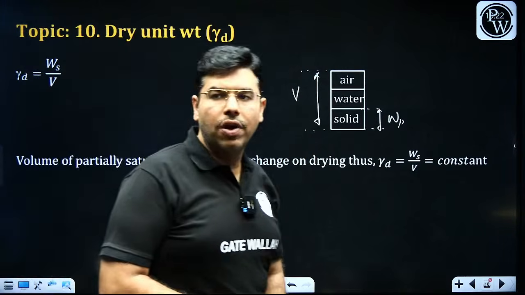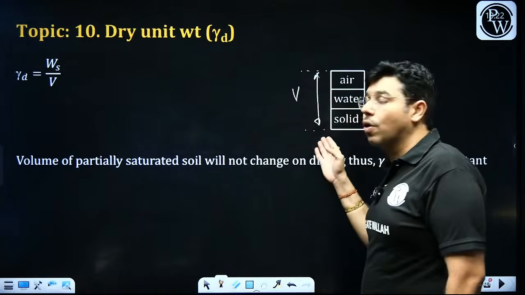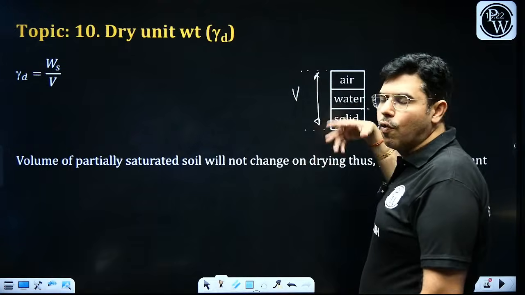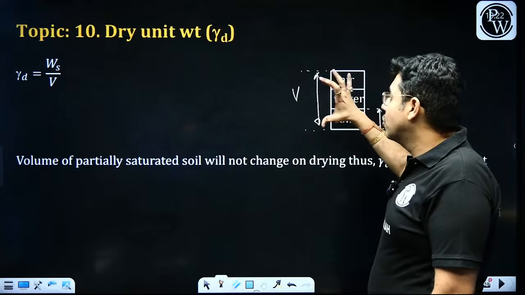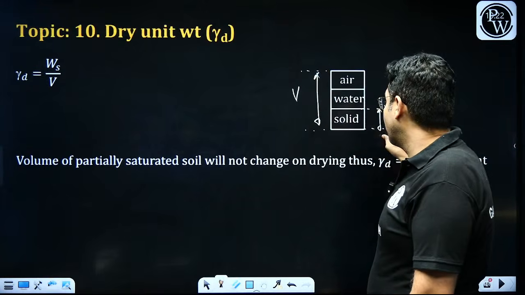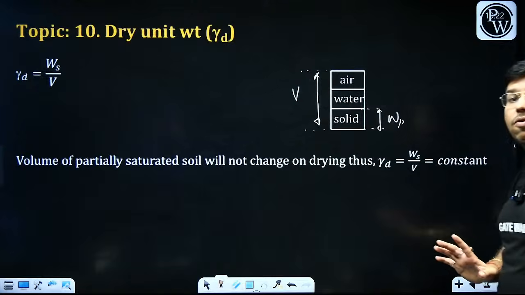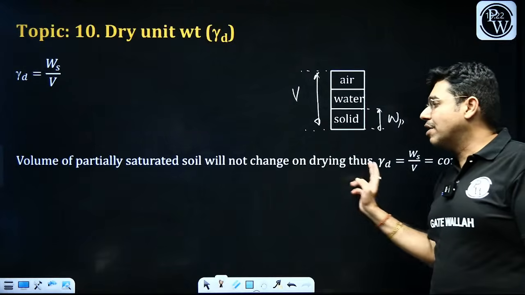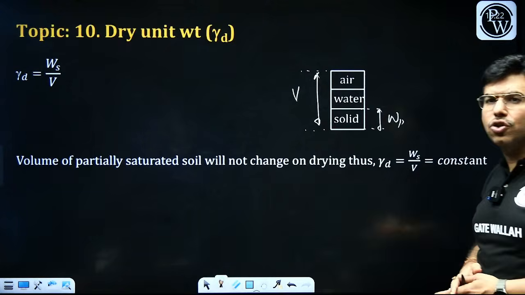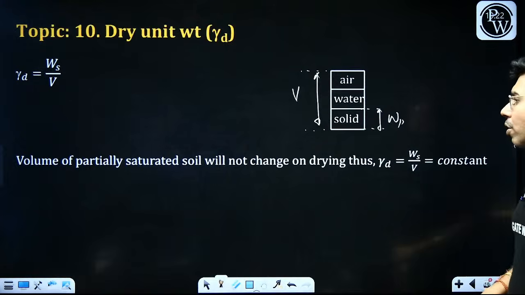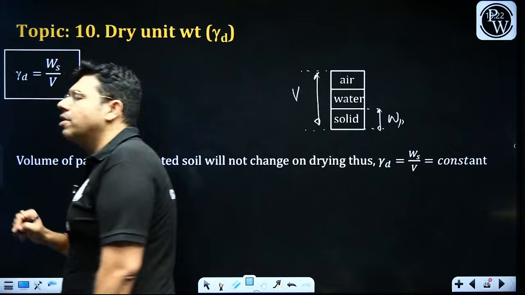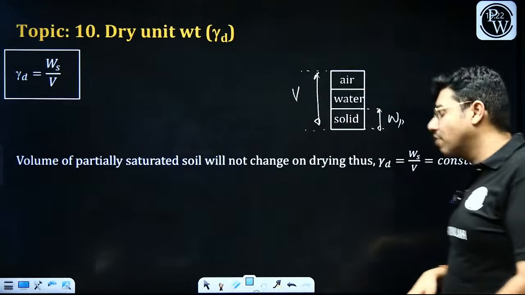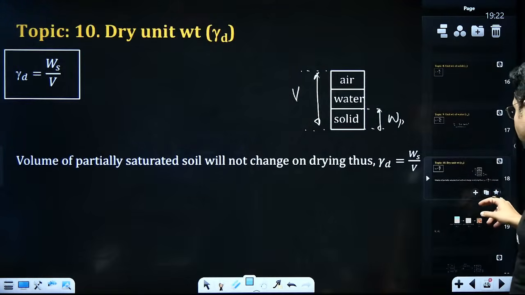Okay. So when you dry a partially saturated soil, what will happen? Only the water from the voids will keep on evaporating. The volume of voids will not change. So total volume will be constant. Weight of solid is also constant. So gamma D will be constant. So volume of partially saturated soil will not change on drying. Now what is the use of this dry unit weight? This dry unit weight is used to study the compactness of a soil, how much densified it is.